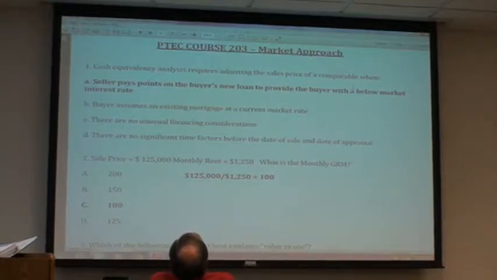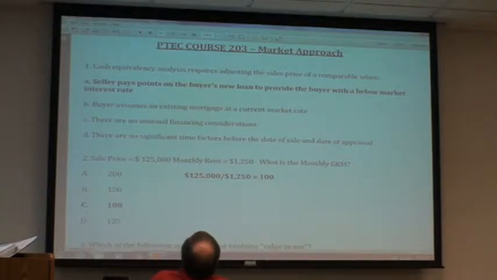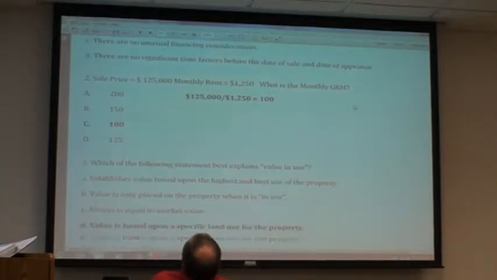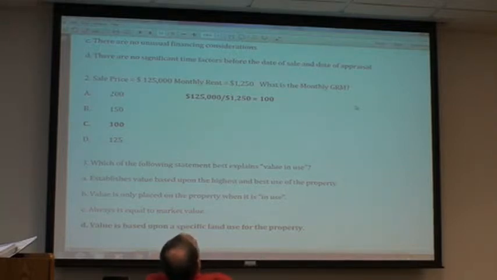a below market interest rate. Question number 2. Sales price is $125,000, monthly rent is $1,250. What is the monthly GRM? C, 100.